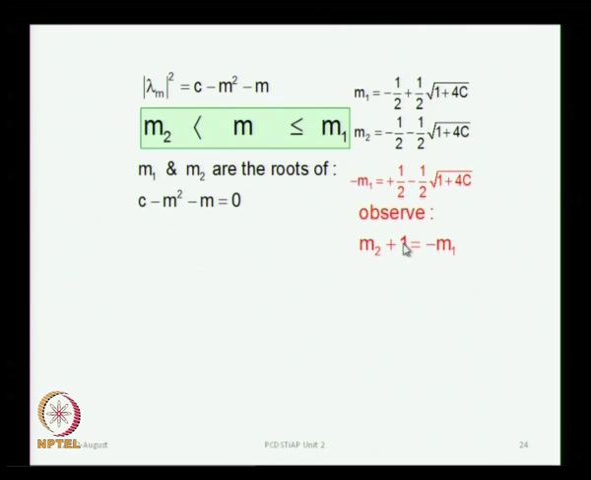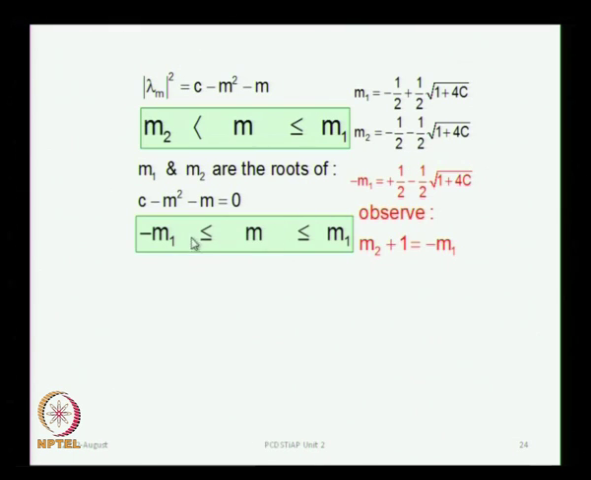Notice that m2 plus 1 is equal to minus m1. From these, the relationship between these two roots is very simple. m2 plus 1, if you add 1 to m2 from this minus half, you get plus half, which means that m must be confined to this range.